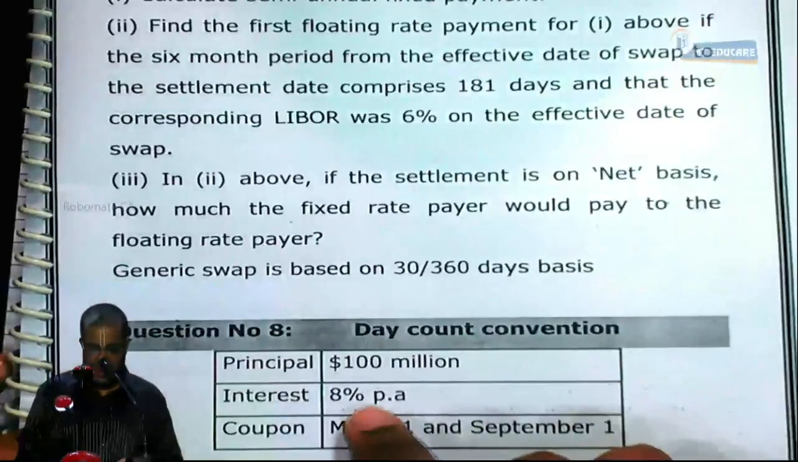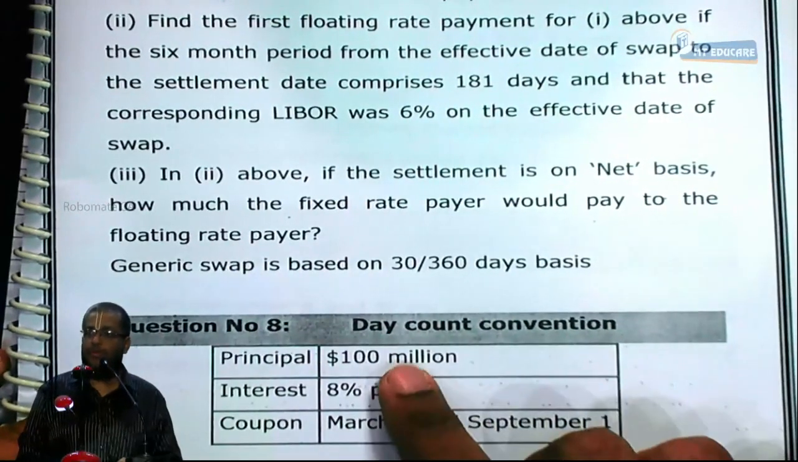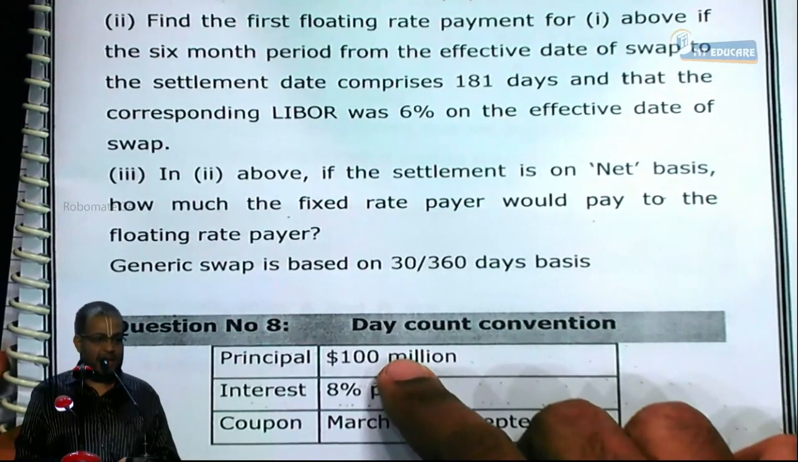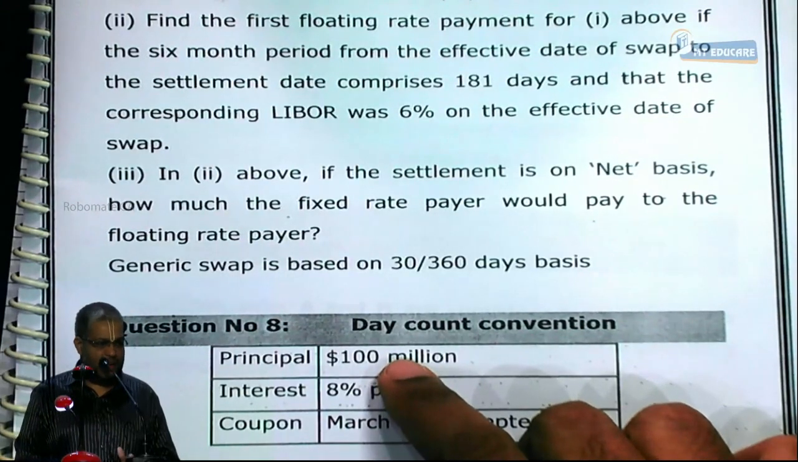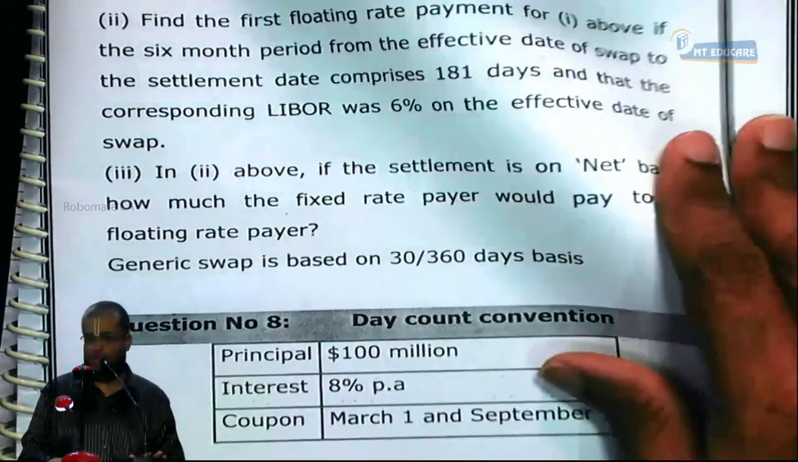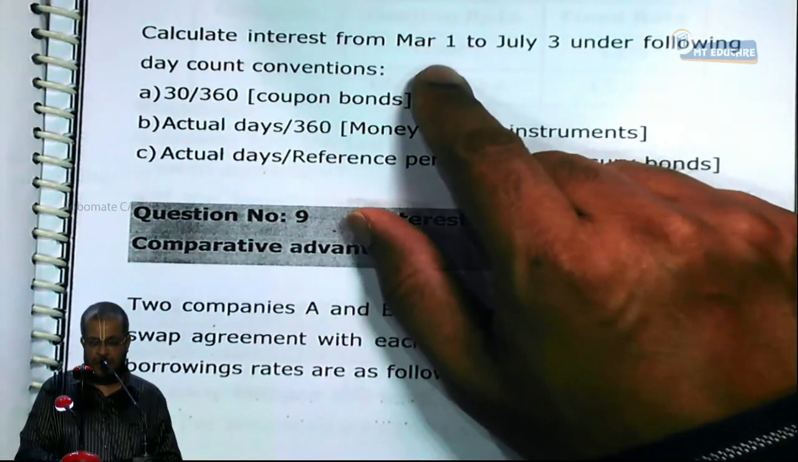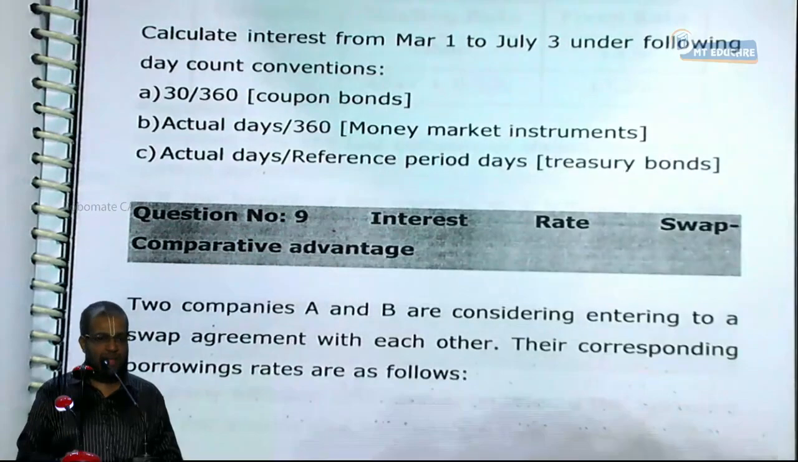8% per annum. What is it for every coupon? 4%. Interest is 8% per annum, divided by 2, so for every 6 months, interest is going to be 4%. I am going to calculate interest from March 1 to July 3. Everybody following?